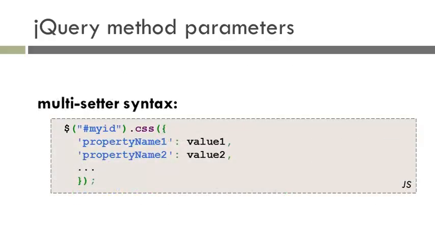jQuery also has a multi-setter syntax. Instead of calling the same method again and again, the args are wrapped in an array type of syntax and each arg is then separated by a comma.